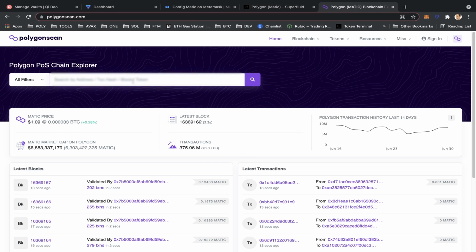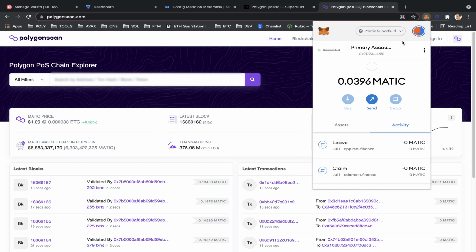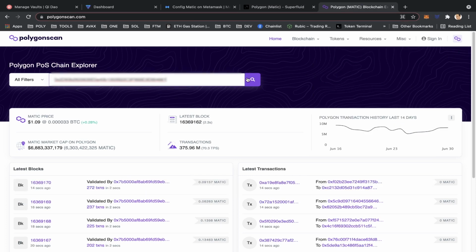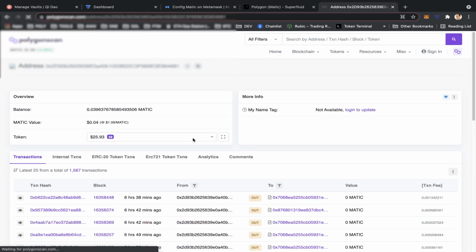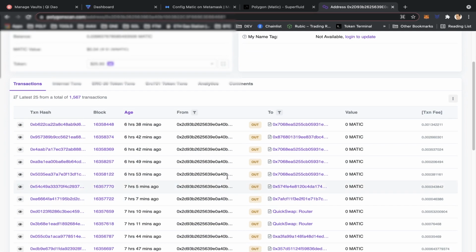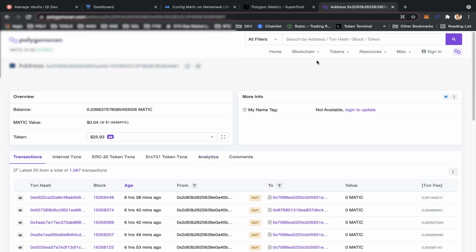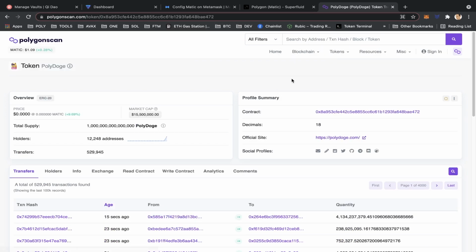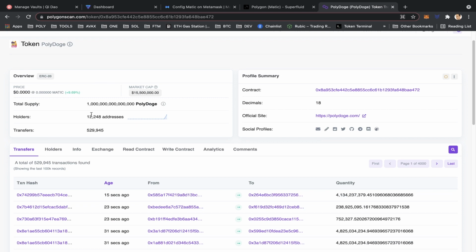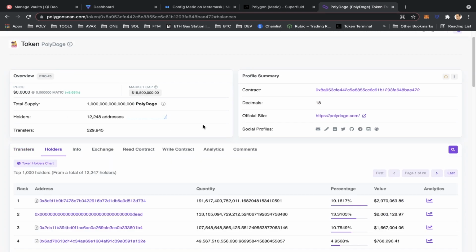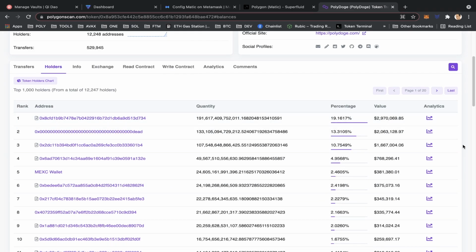So a quick word on Polygon Scan. Polygon Scan is the explorer, so we can copy any kind of transaction ID or copy our address in here, and we can take a look at all the different transactions we've done. We can also look at a specific coin like Polydoge. Can also get some information on the website. Can see how many holders there are. We can actually do some on-chain analysis. If we click holders, we can see that one address holds almost 20% of the tokens.